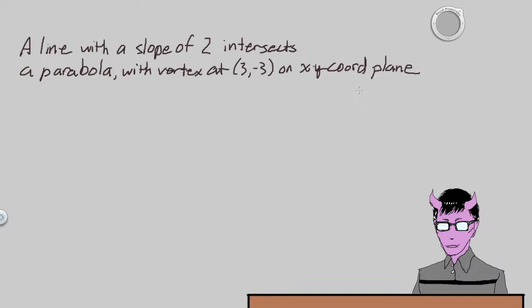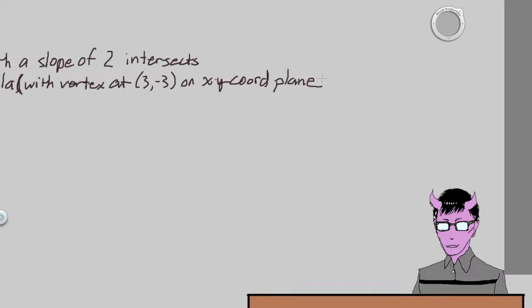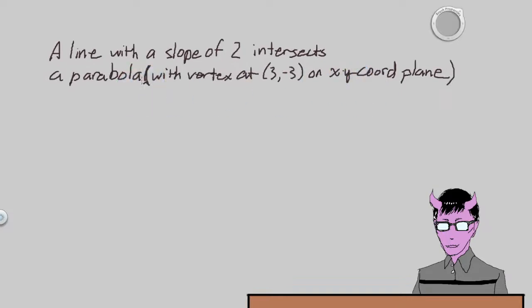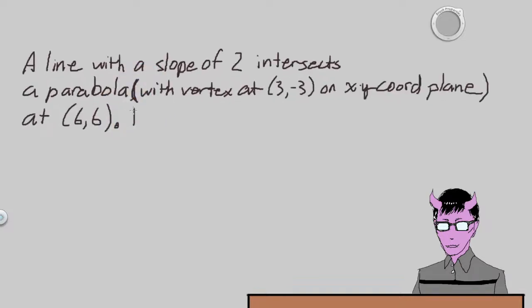And then what else we have? Oh, this grammar is kind of complicated. A line with a slope of 2 intersects a parabola, parentheses, with a vertex at 3, -3 on the xy coordinate plane, close parentheses, at the point 6, 6. So let's make sure we understand the grammar. Let's do that afterwards. Let me just fully write out the problem. Determine the other point of intersection, if any. Kind of a weird question.